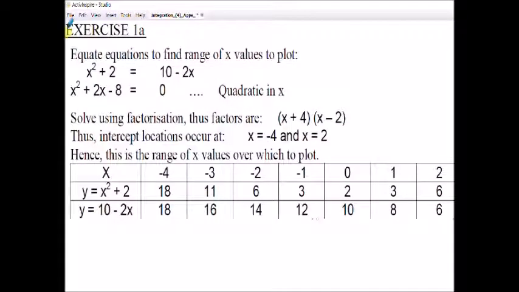If you did want to find the limits, if you didn't have the diagram on the previous slide, you need to find where the two lines intersect, because you're trying to find the area between these two lines. What we could do is equate the two equations, x squared plus 2 equals 10 minus 2x, and rearrange them onto one side of the equation. In this case I've got a quadratic form of x squared plus 2x minus 8 equals 0, and then you could solve that quadratic. I've solved it using factorization here to find that the x value is minus 4 and the x value is 2, so those are my limits.